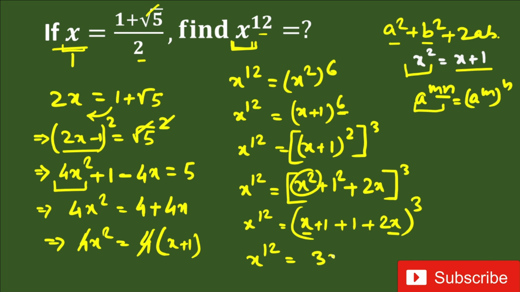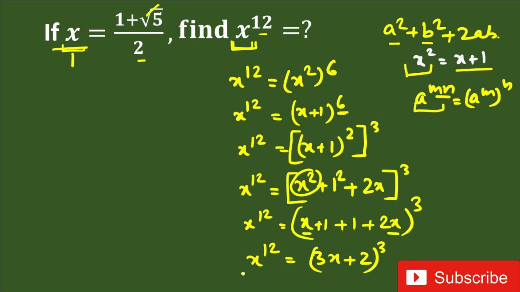So it is 3x plus 1 plus 1, which is 2. So it is 2 and the power is 3. Now moving further, here we have the value of x raised to the power 12. So x raised to the power 12, we have it as (3x plus 2) to the power 3, and now we'll manipulate it.